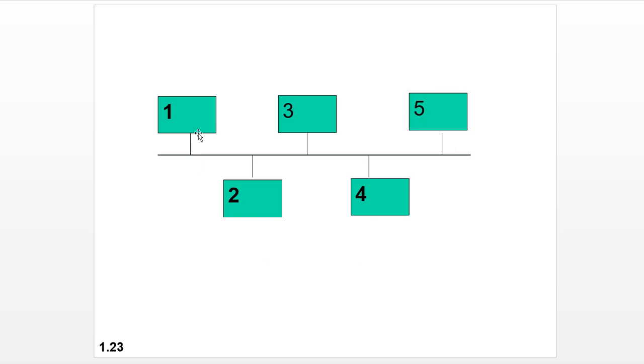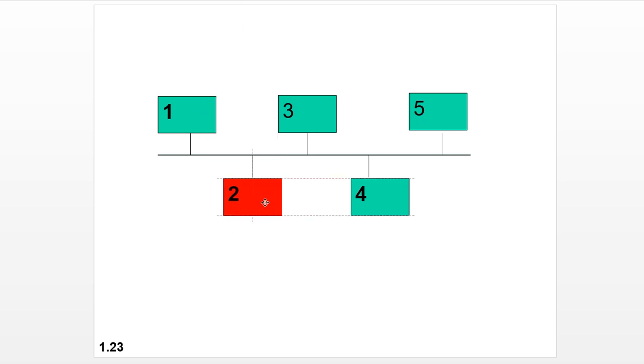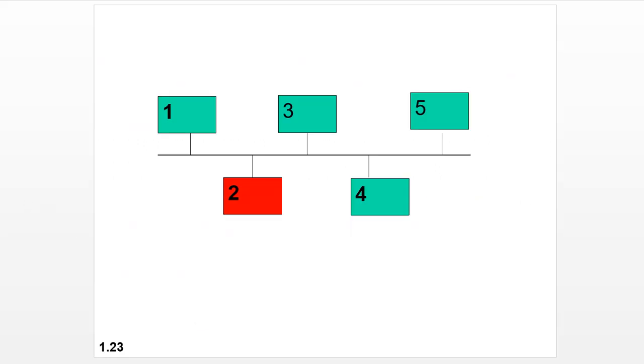Now if system 2 is failed, for example, I make it red. If this system is failed, it will stop the data transferring from system 3, system 4 and system 5. This is the major disadvantage of the bus topology. Okay, fine. The next topology is known as the ring topology.